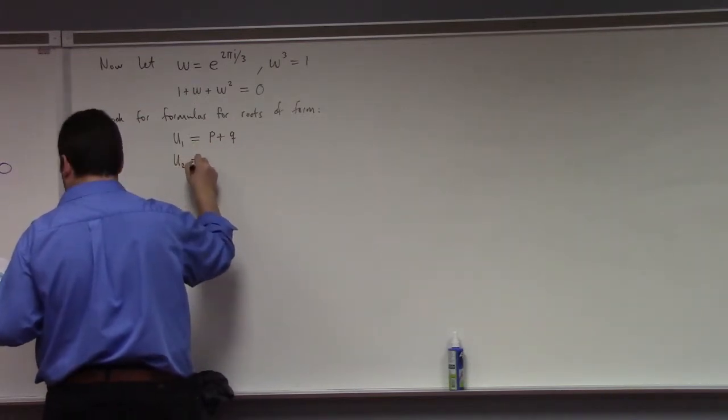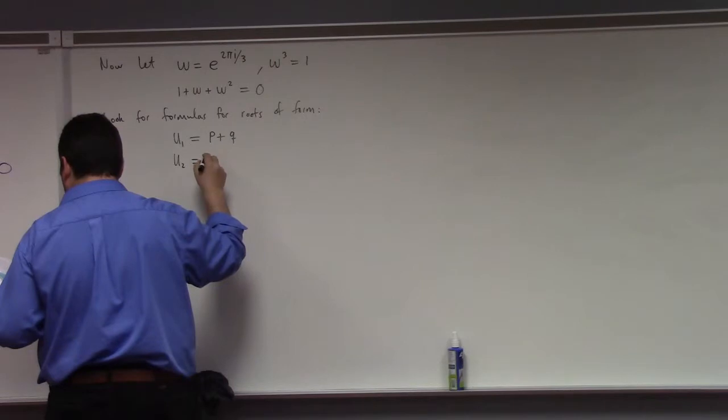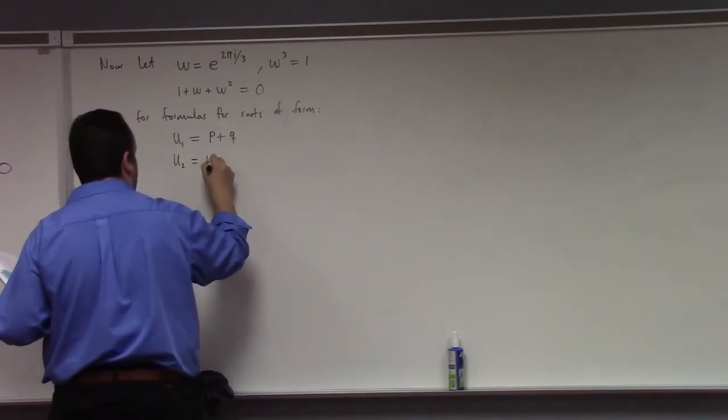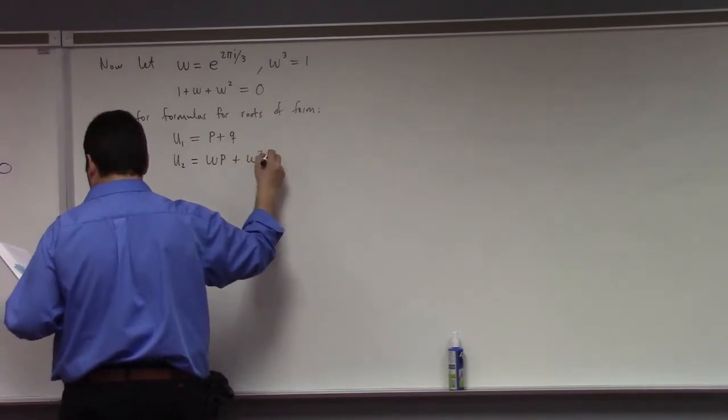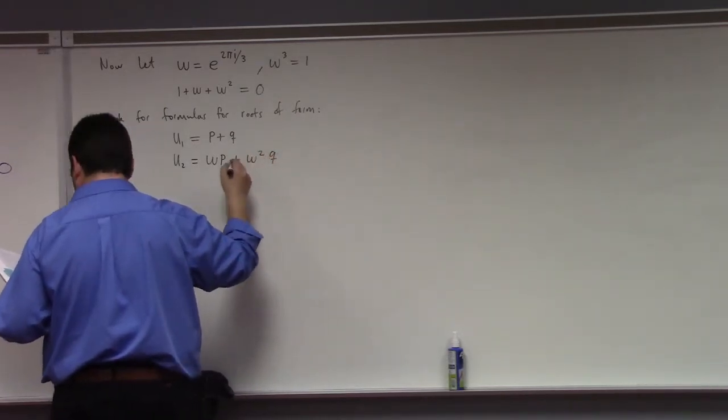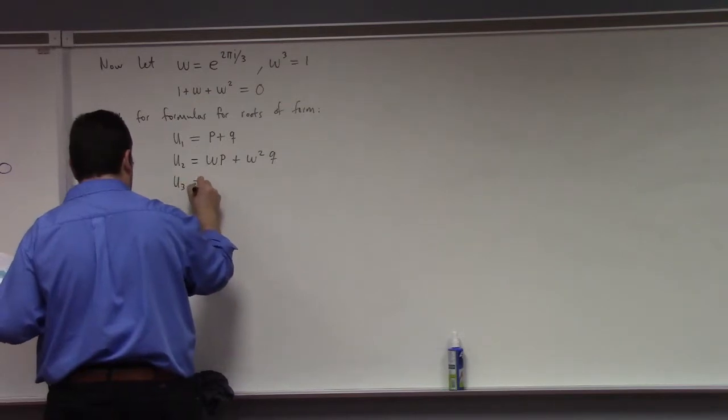u2, this seems a little bit unmotivated to me at the moment. u2 is omega p plus omega squared q. This seems like dark magic. Not in a good way. u3.